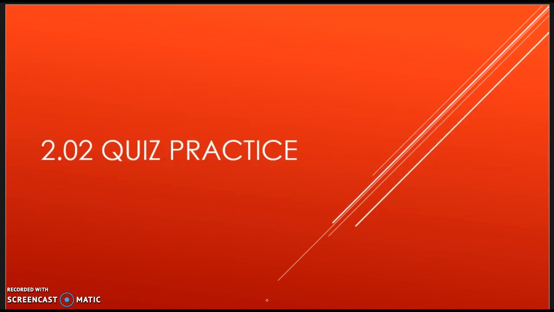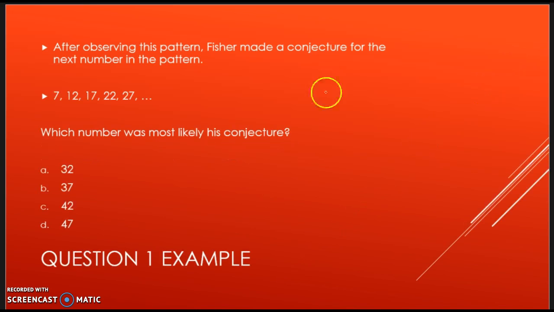Let's go over the 2.02 quiz, some practice problems that are extremely similar to what you would see on the quiz. So first is an example for question number 1. After observing this pattern, Fisher made a conjecture for the next number in the pattern.